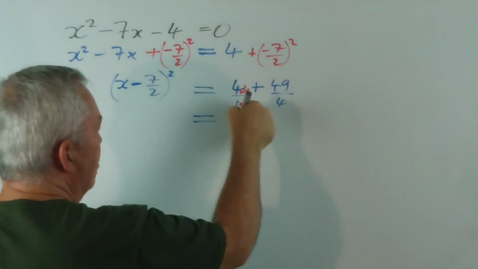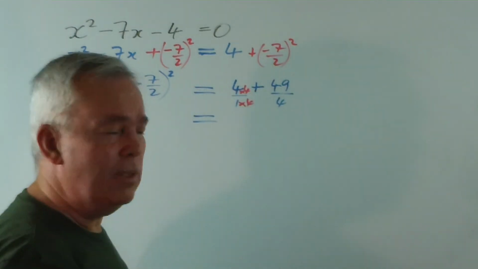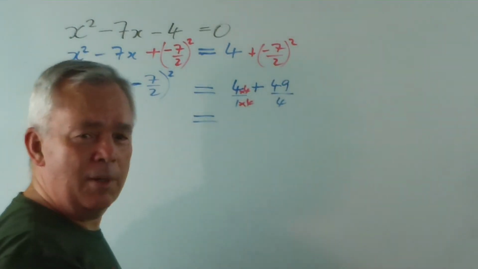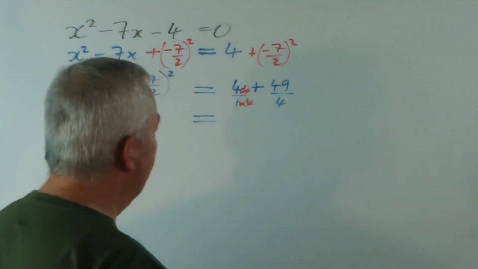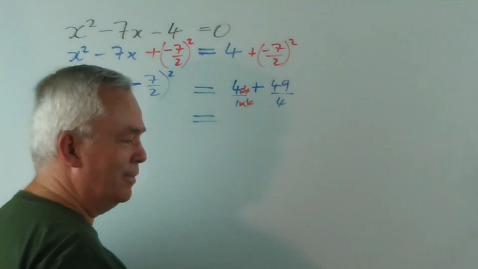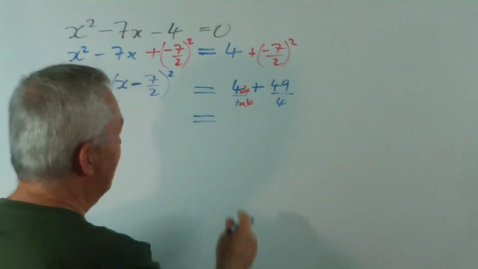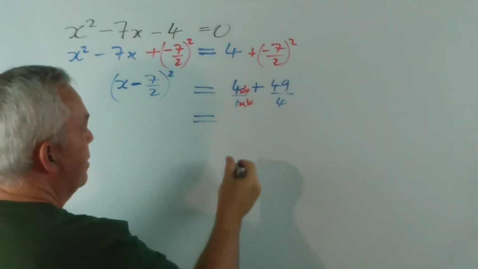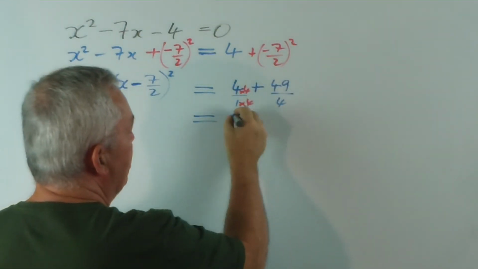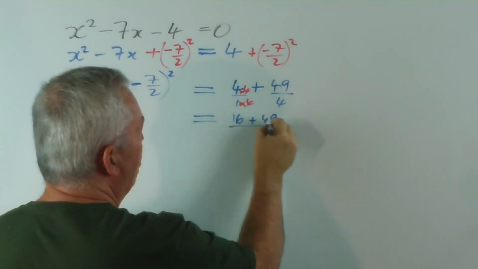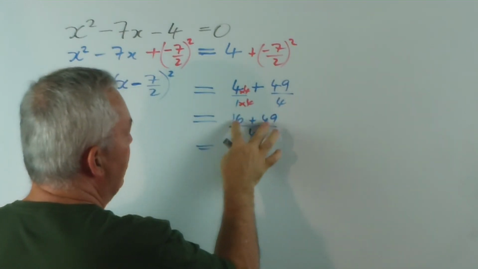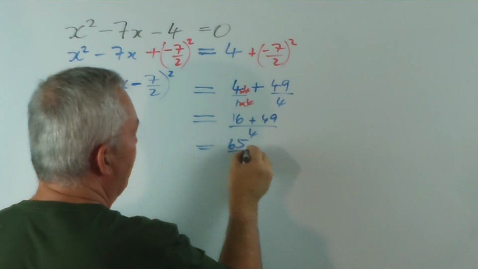By the way, you don't need to write these in. They're a bit like training wheels. I used to have one on my pet horse until I got better at riding. Not entirely true, but still. They're like training wheels. You don't need them later. And here we get 16 plus 49 all over 4, which is 65 on 4.